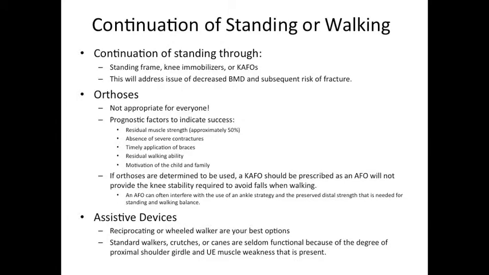Listed on this slide are some prognostic factors that may indicate success with using orthoses. If orthoses are determined to be used, a KFO is your best option, as prescribed AFOs will not provide the knee stability required to avoid falls while walking. Assistive devices can also be helpful in these scenarios. Reciprocating or wheeled walkers are your best options. Standard walkers, crutches, or canes are seldom functional because of the degree of proximal shoulder girdle and upper extremity muscle weakness that is present.